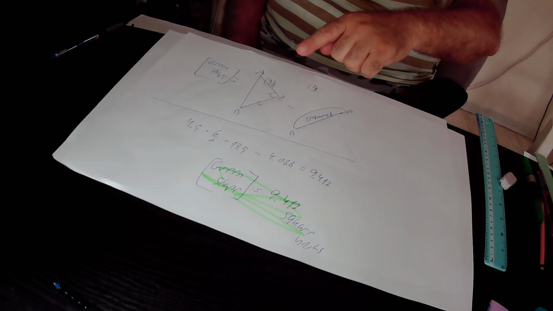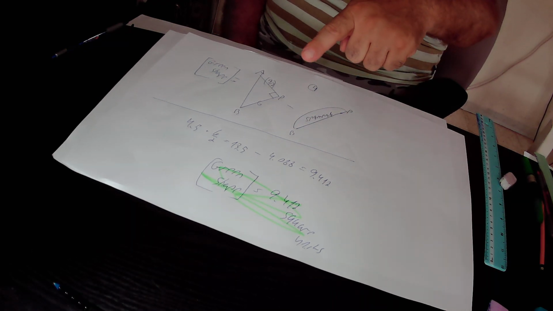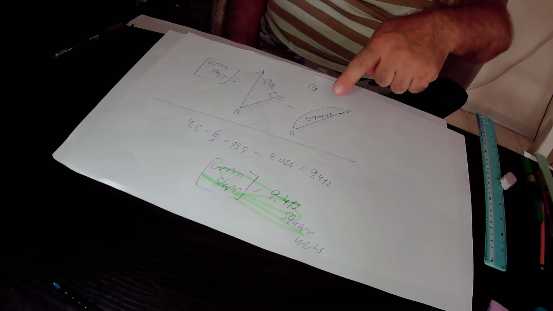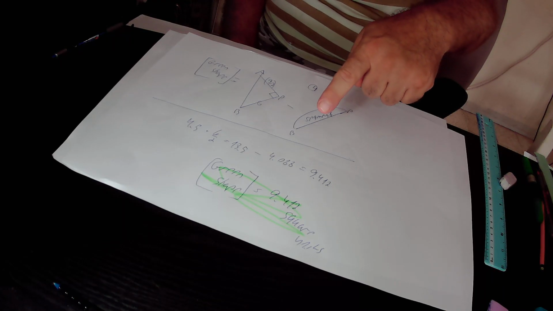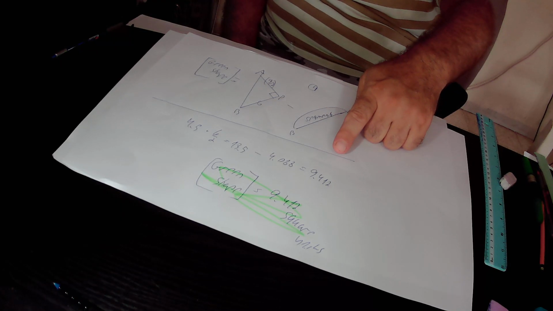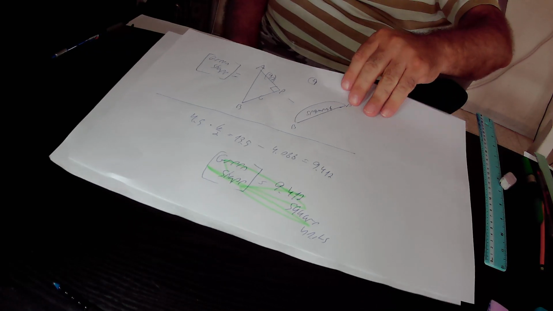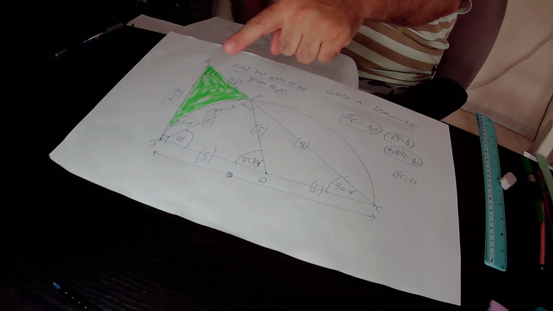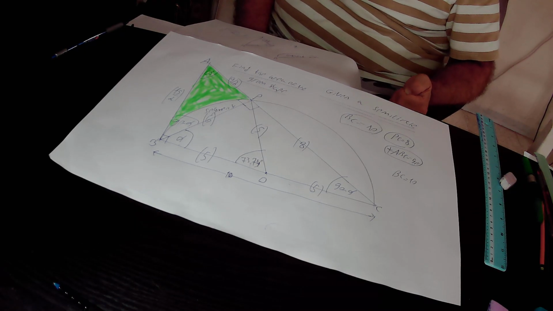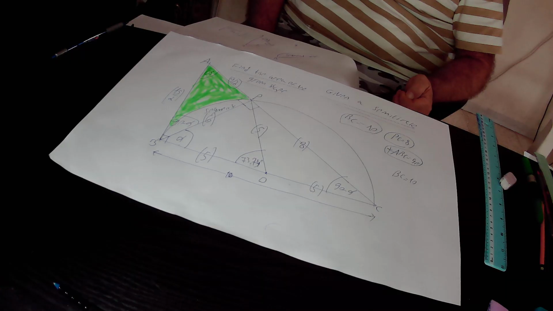So for the area of this, that is 13.5 minus the area of this segment, that is 4.088, in total it is equal to 9.412 square units. So in total we have found out that the area of this green shape is equal to 9.412 square units. And that is the answer to the question.